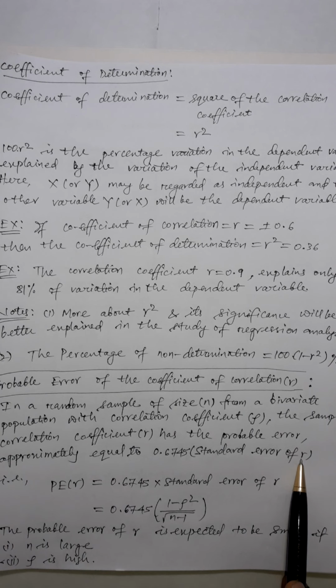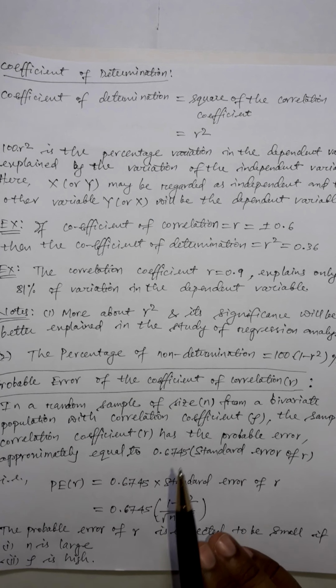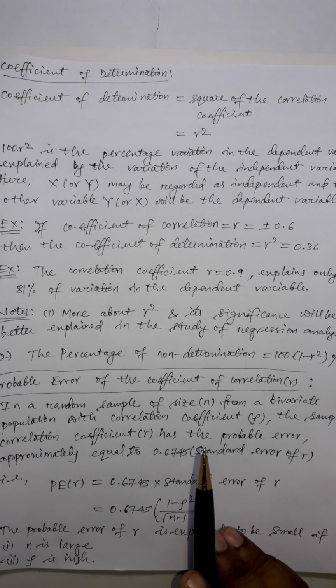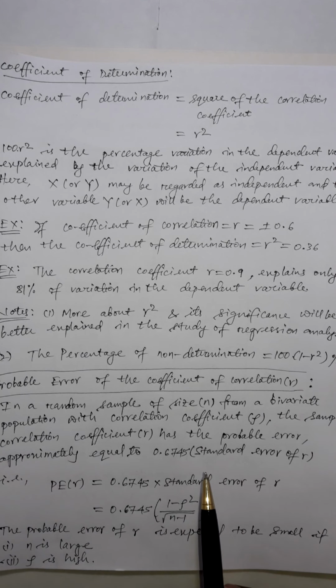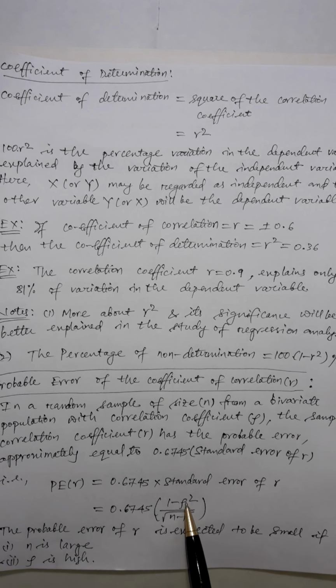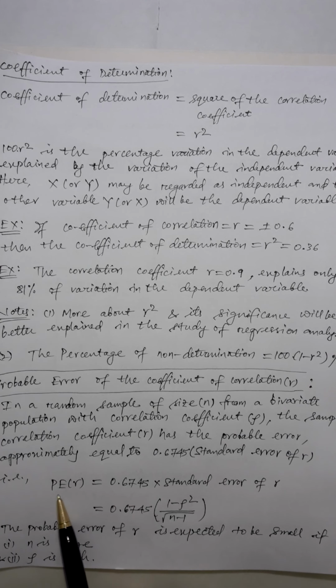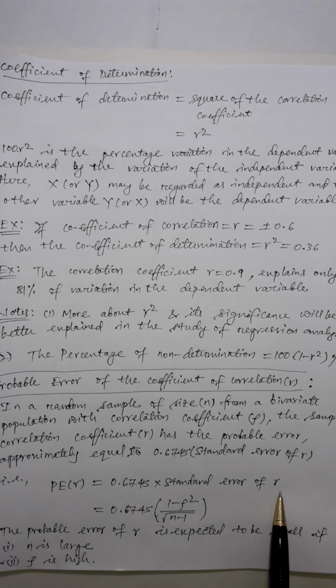That means if we have two series of data, say x and y series, and their coefficient of correlation is represented by the symbol rho, then their probable error PE is equal to 0.6745 times the standard error of r.